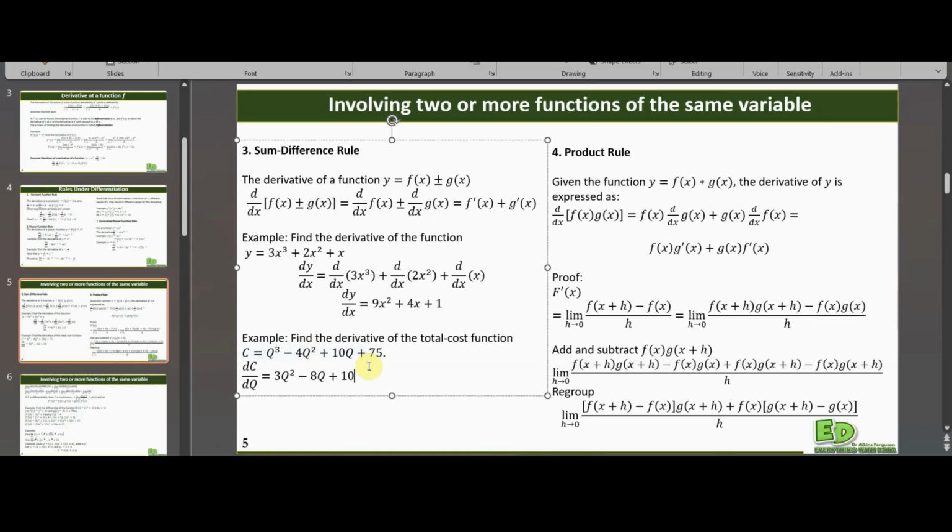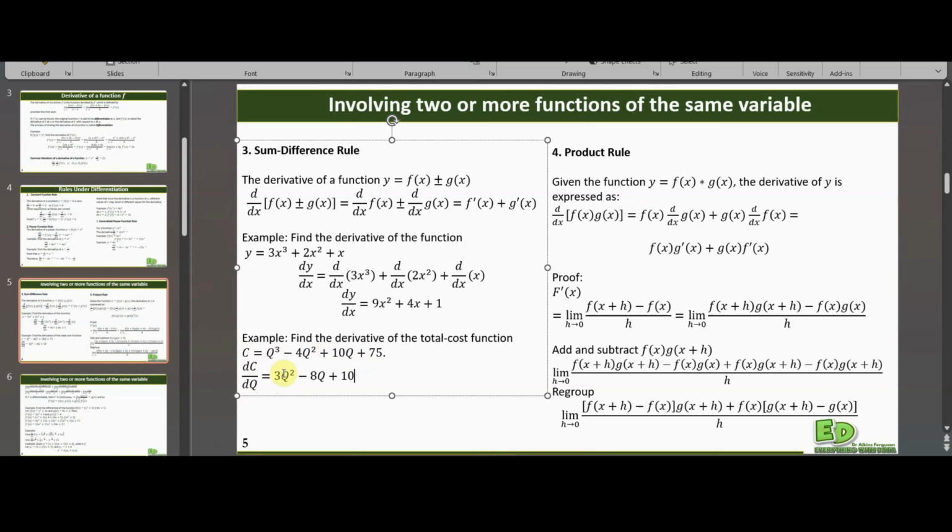So then how are you going to differentiate it? We'll say dC over dQ, the differential of the total cost with respect to quantity. Remember, if it is y here and the variable is x, we'll say the differential of y with respect to x, so dy over dx. Here it is total cost and we have quantity, so it is the differential of the total cost function with respect to quantity, so dC over dQ.